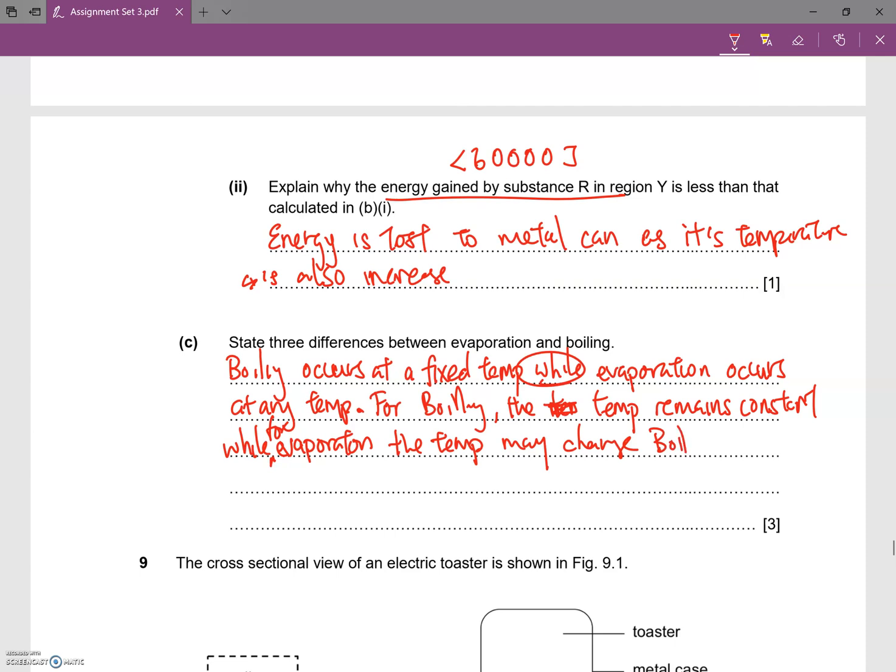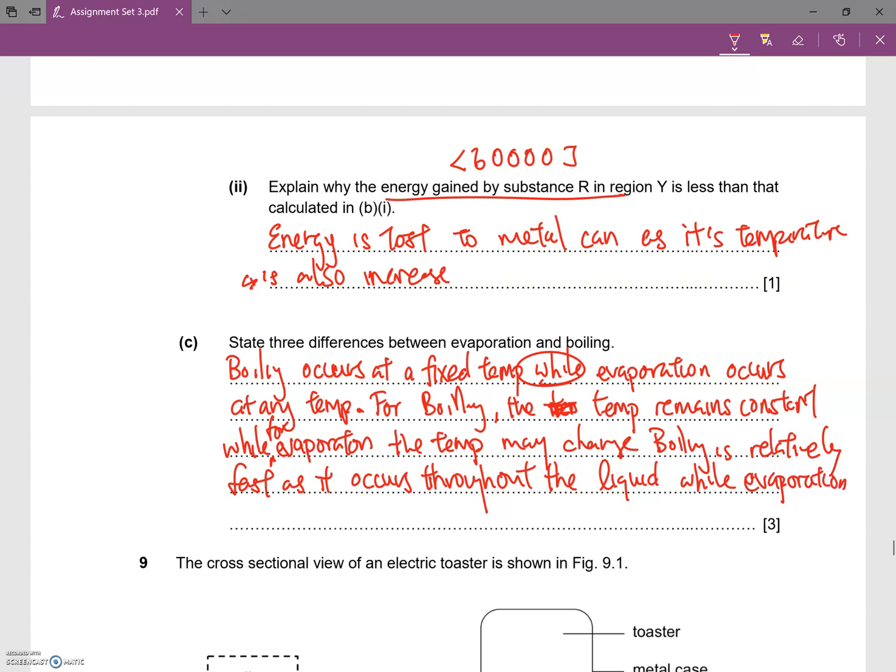Last one, boiling is relatively fast as it occurs throughout the liquid, while evaporation is relatively slow as it occurs only at the surface of the liquid. Okay, so this is for question 8.